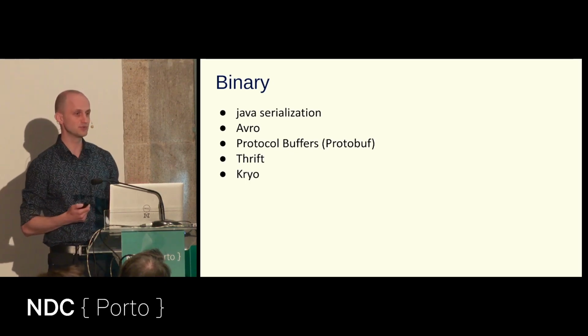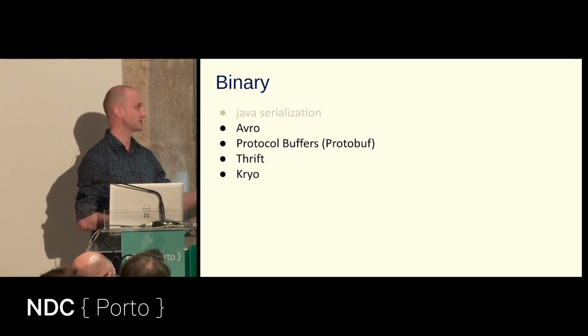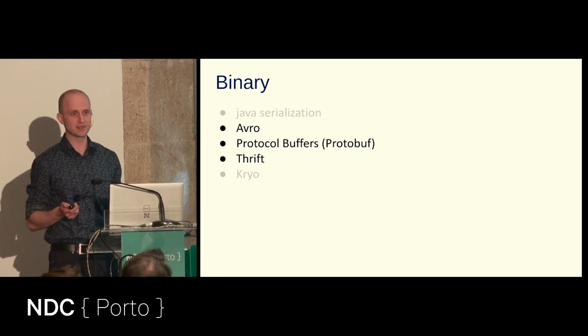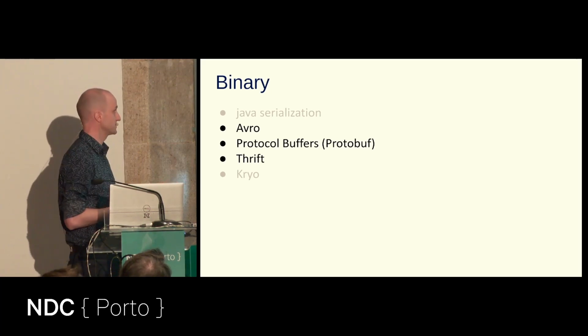Now, which one should we choose? Java serialization: it's slow, it's dangerous, it's boring. Kryo: very nice, very fast, but it will work only for JVM applications. So let's not limit our ecosystem to JVM applications.